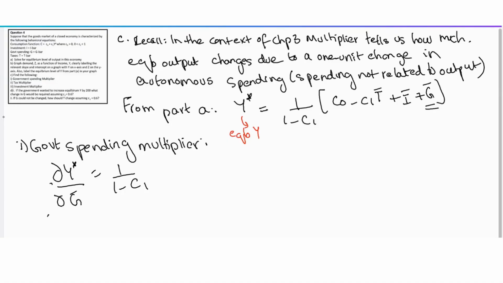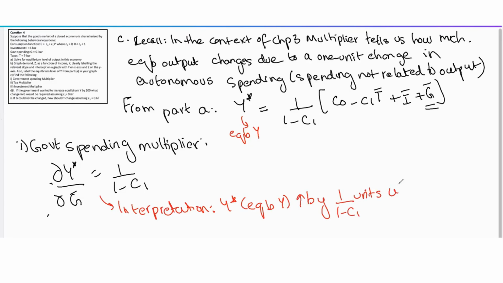What is the interpretation of this? Like we said, the government spending multiplier tells us how much equilibrium output changes due to a 1 unit change in government spending. So it tells us that Y star, which is equilibrium Y, increases by 1 by 1 minus C1 units when G bar increases by 1 unit. So this is the government spending multiplier.